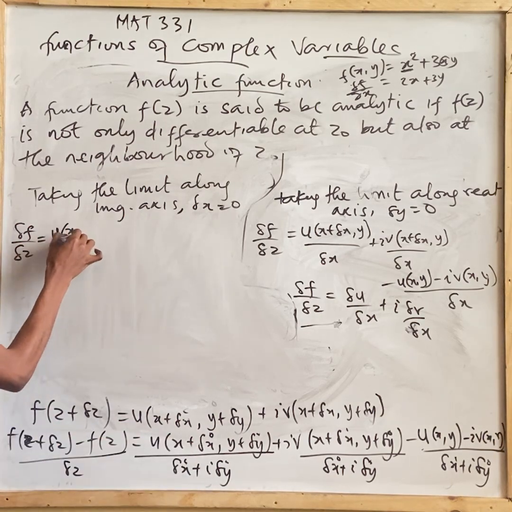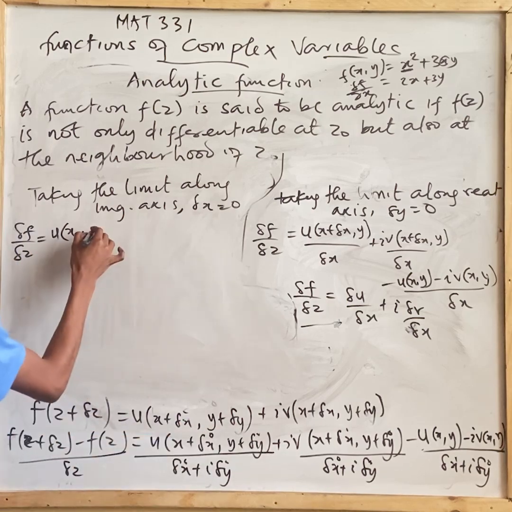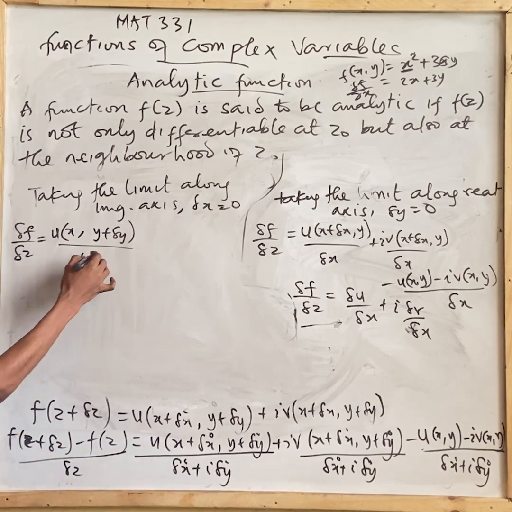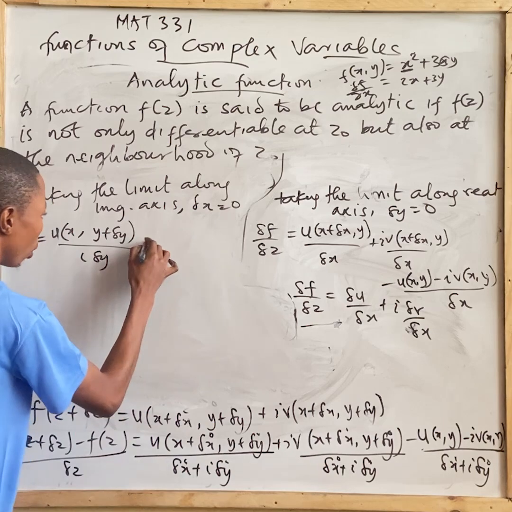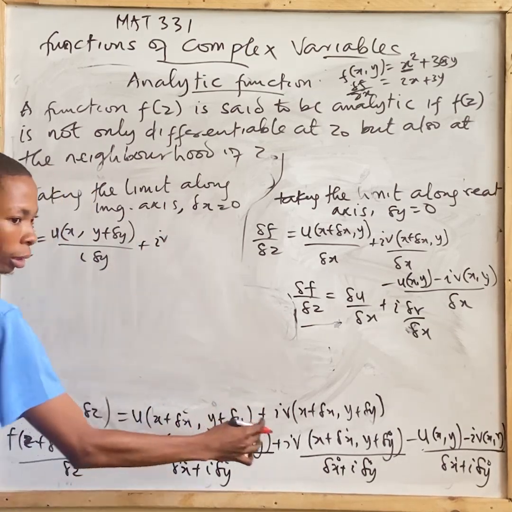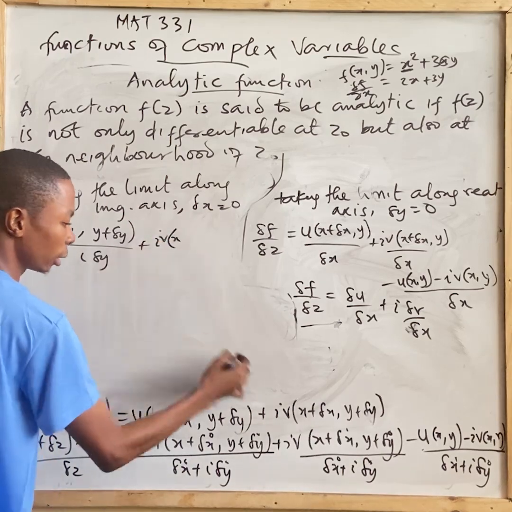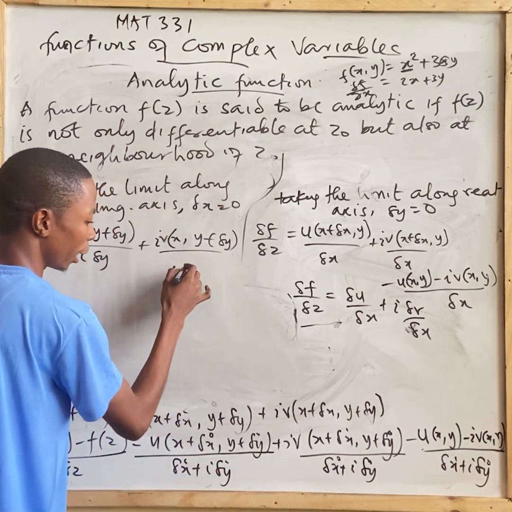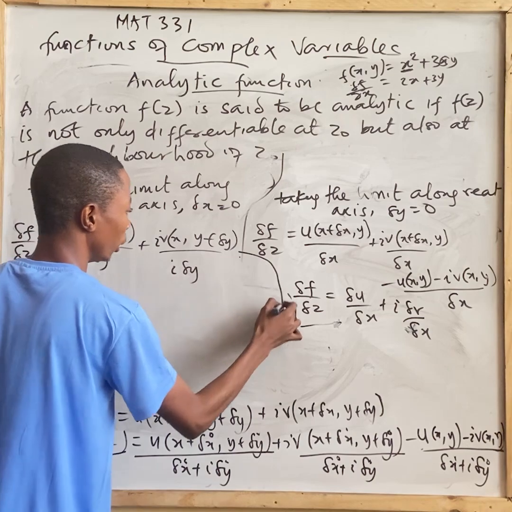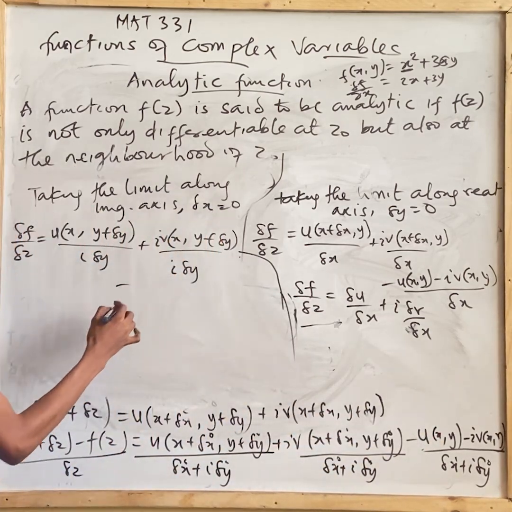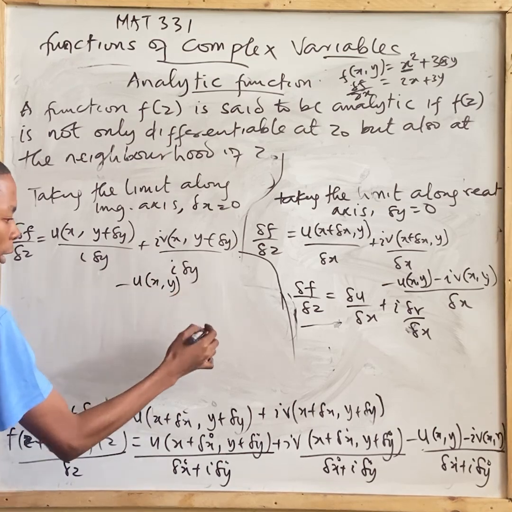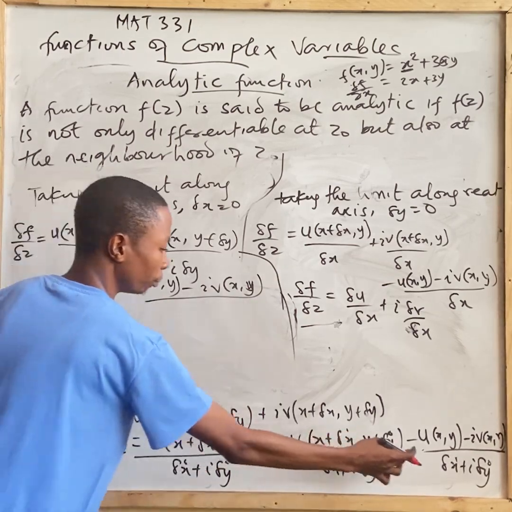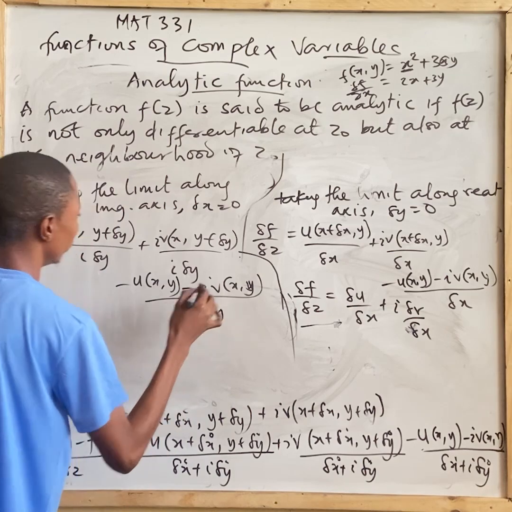We are going to have u of x alone, comma, y plus dy divided by, this one is 0, i dy, plus iv of x, comma, y plus dy, this one is 0, divided by i dy. And then we have minus u of x y minus i v of x y divided by, this one is 0, i dy.